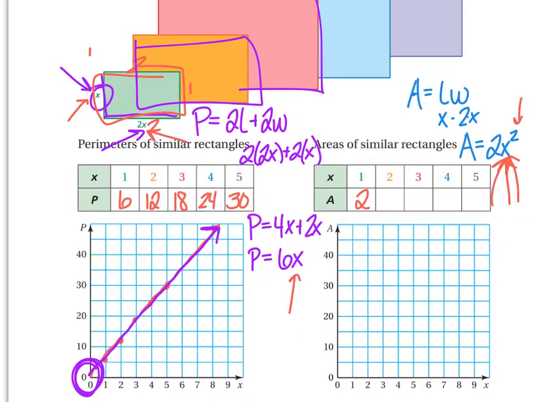I'm going to plug in right there. So 2 squared is 4, times 2 is 8. 3 squared is 9, times 2 is 18. 4 squared is 16, times 2 is 32. And 5 squared is 25, times 2 is 50.